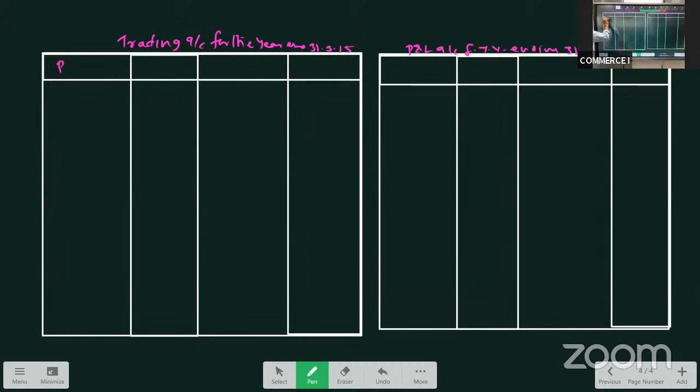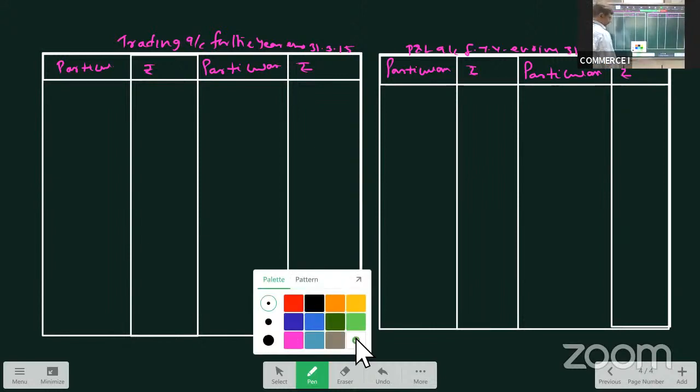These are particulars, amount, particulars, amount, particulars, amount, particulars, amount. What are we preparing? We are preparing trading account, P&L account and balance sheet. In the first step, we are preparing trading account and P&L account simultaneously. Then we'll prepare balance sheet.